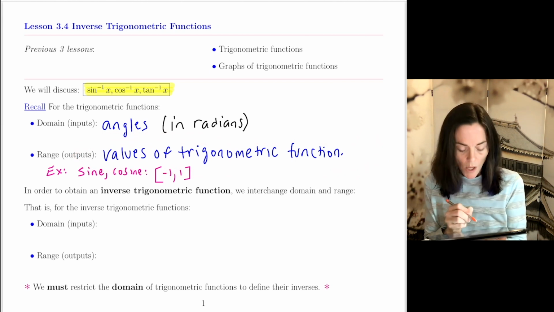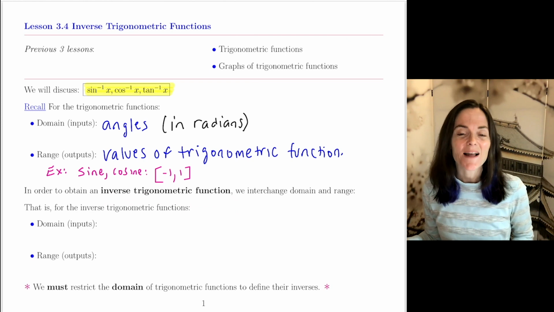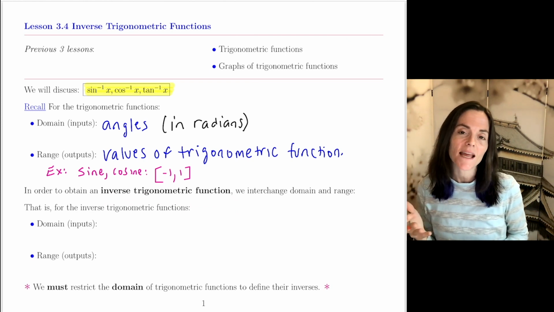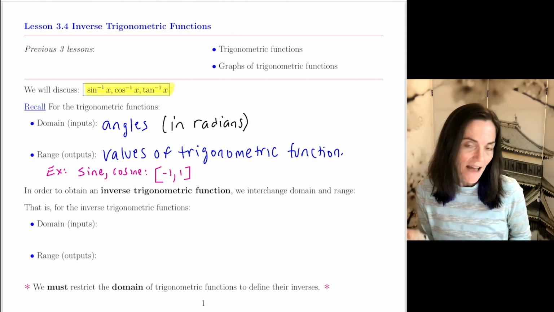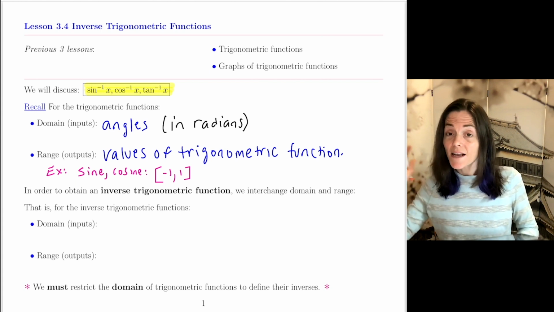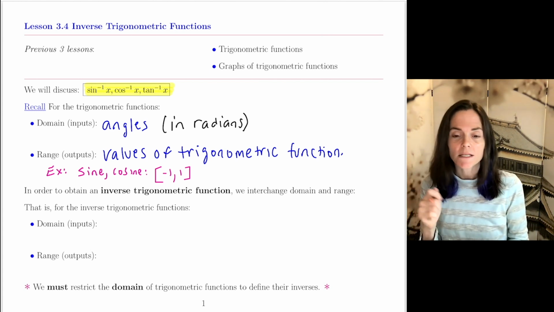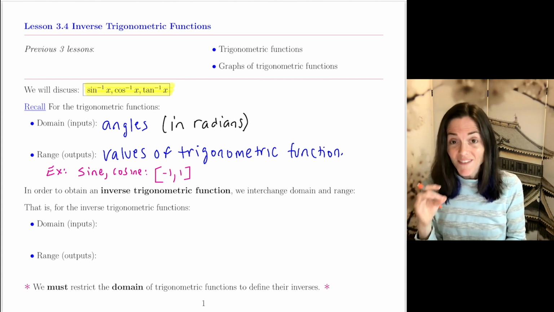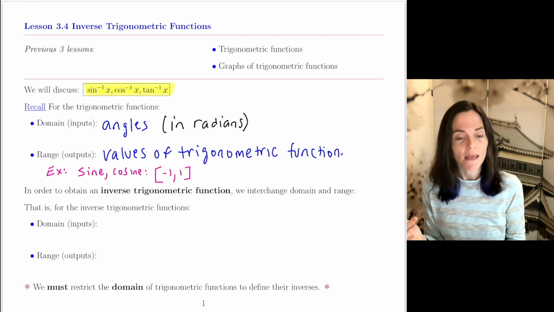Now, in order to get an inverse trigonometric function, we interchange domain and range. You will study inverse functions more in general in calculus, or you might have before. There's something called an inverse function theorem for calculating the derivative of an inverse function. But we're really just focused on the inverse trig functions here, and we interchange domain and range. So what does that mean?